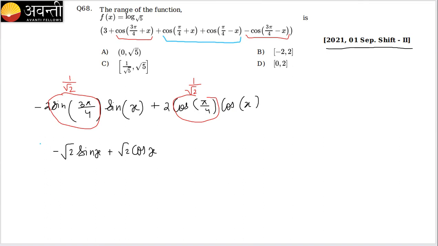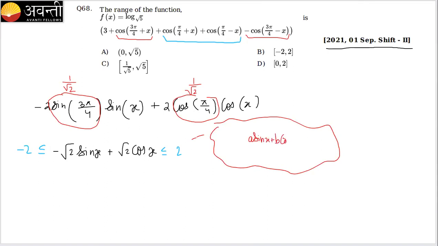And we know that this lies between -2 to 2. Why? Because we know that the maximum and minimum value of a sin x plus b cos x is minus under root of a square plus b square to plus under root of a square plus b square. So here, if I add 3, I'll get 1 is less than equals to 3 minus root 2 sin x plus root 2 cos x less than equals to 5.